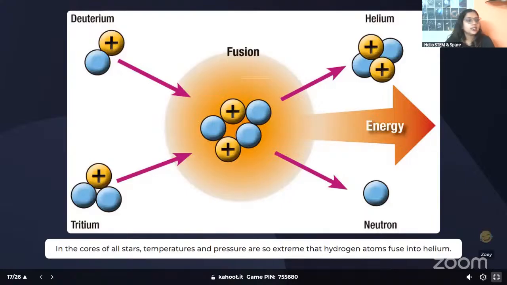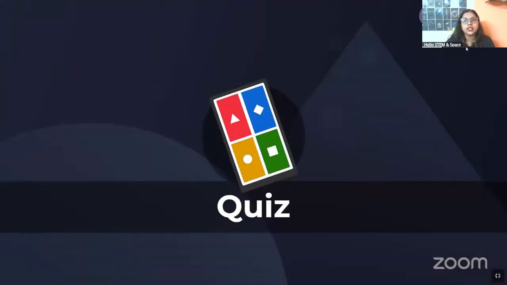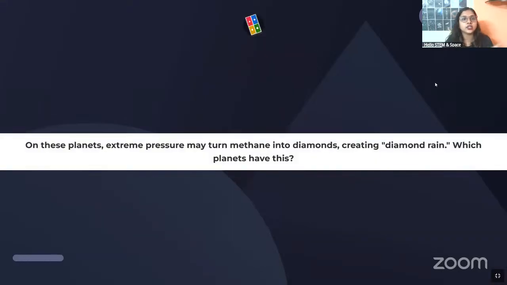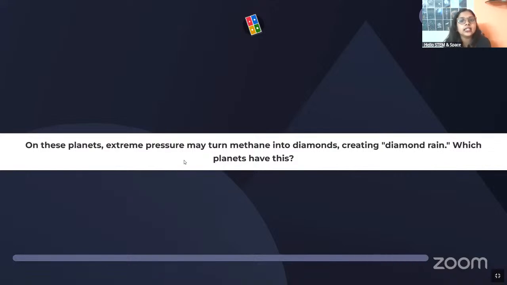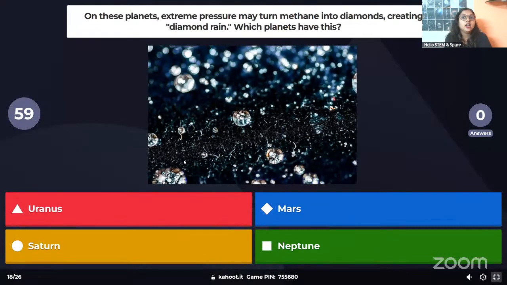So with that, let's quickly go to the next question, which is actually multi-select. You can select more than one answer here. On this planet, extreme pressure may turn methane into diamonds, creating a diamond rain. Which planets have this particular diamond rain? Is it Uranus, Mars, Saturn, or Neptune? It's a multi-select, so you can select more than one answer. There are two correct answers in this. I'm just giving you all a clue. You have to select those.